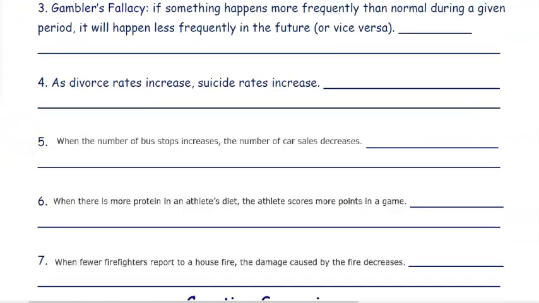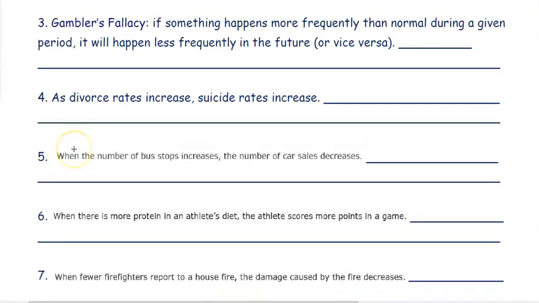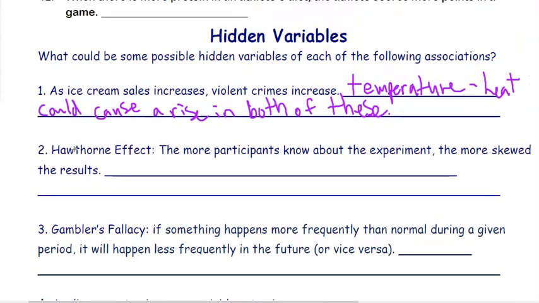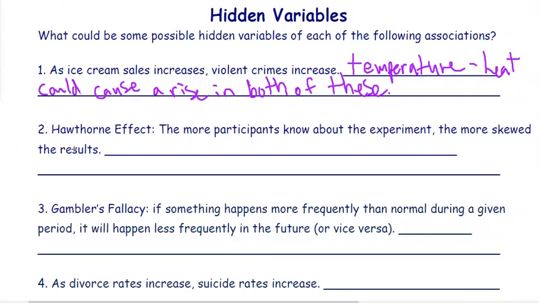Now, all 7 of these examples are considered associations, but not causations. They're not causations because they could definitely have other factors, other hidden variables. See if you could come up with at least one for each of these examples.